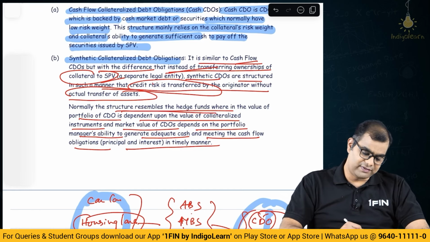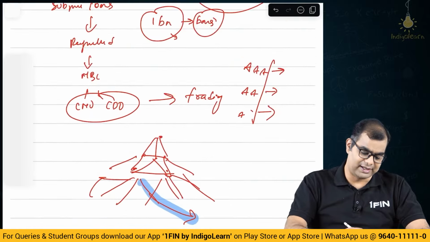Normally, the structure resembles hedge funds, where the value of the portfolio of CDOs depends on the value of the collateralized instruments, and the market value of the CDO depends on the portfolio manager's ability to generate cash. Now, this is irrelevant. We will come back to this later.